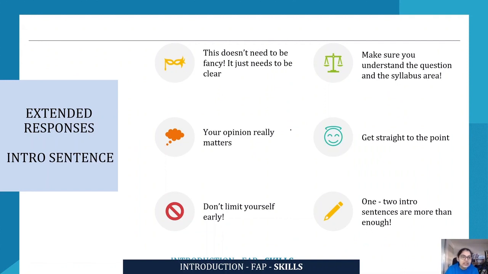It doesn't have to be fancy, just make sure you understand the question, the syllabus, and you're providing a direct answer to the question. Your opinion matters, get straight to the point, you don't have to waffle, and do not limit yourself early. So 1 to 2 intro sentences are more than enough, generally 1's enough.